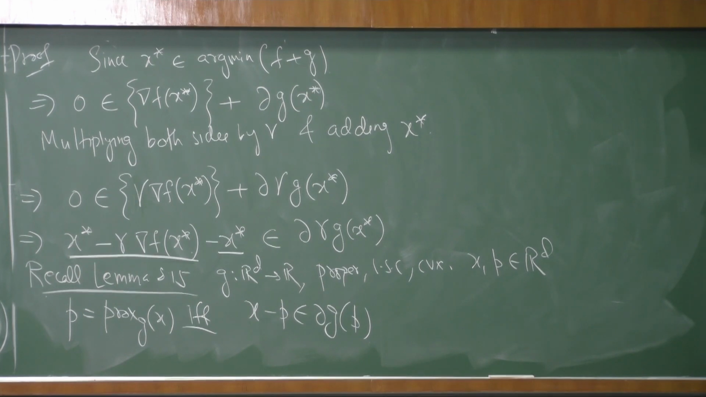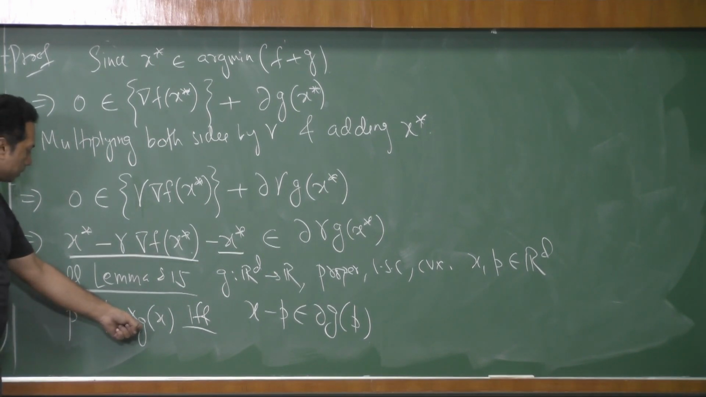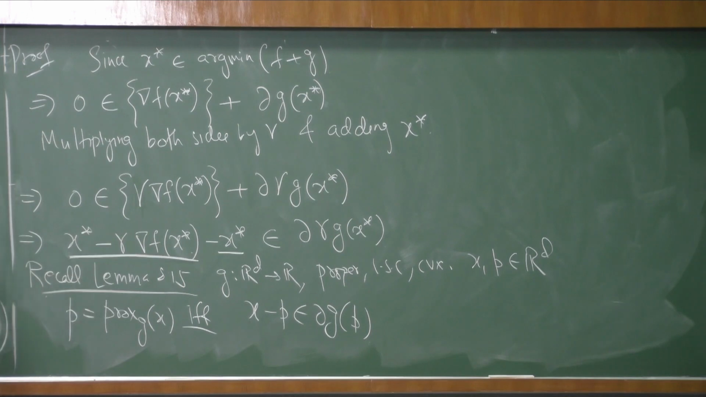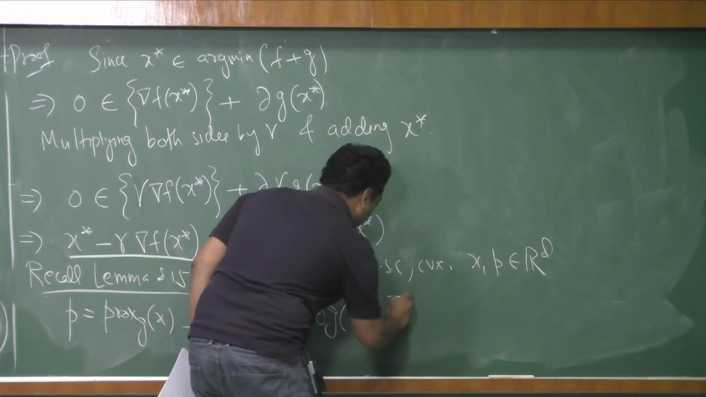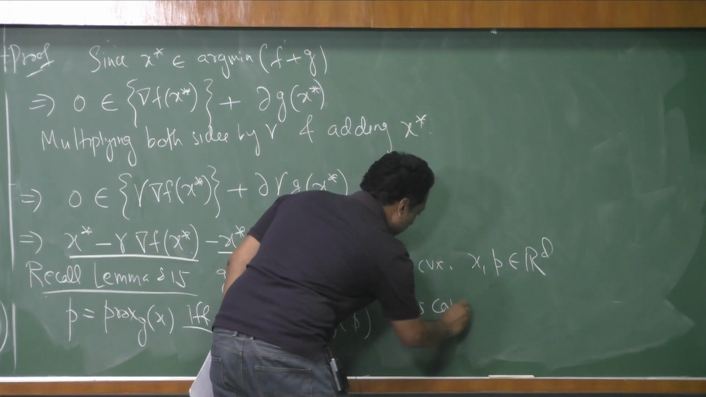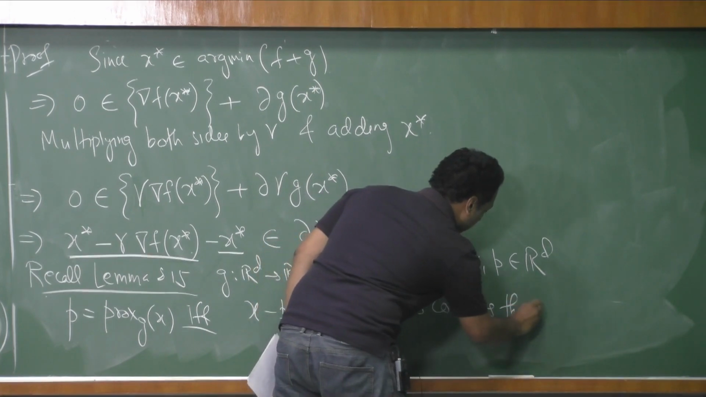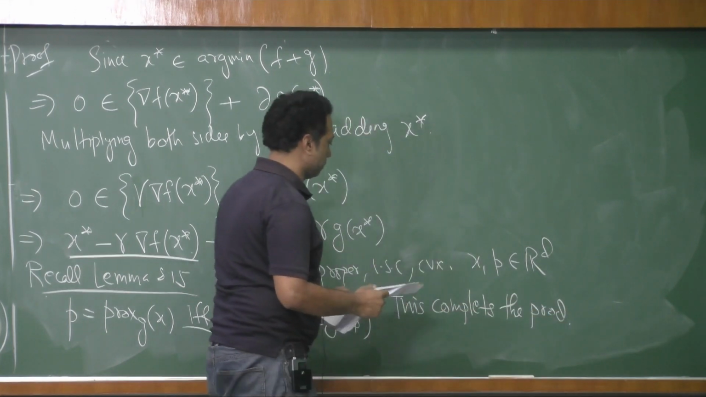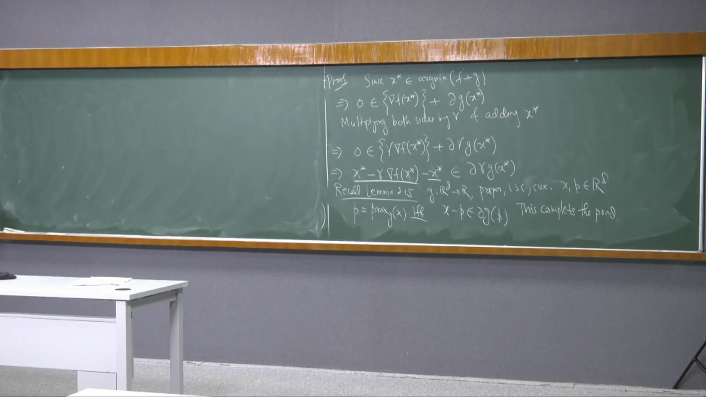Then we must have the other way also, because this is if and only if, so we can claim this. So in our case p is x star, so x star must be equal to the proximal of, in our case g is lambda g, so x star is equal to the proximal of lambda g, and in place of x we have this, which is exactly what we want here. So it's evident from here. This completes the proof. Just applying this lemma completes the proof. So we proved lemma 8.17.